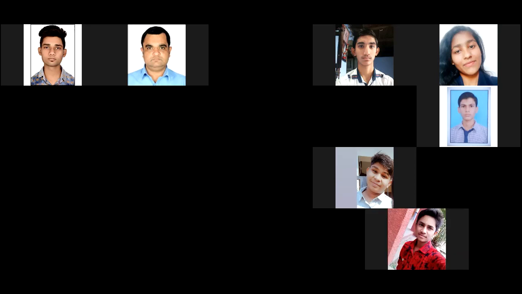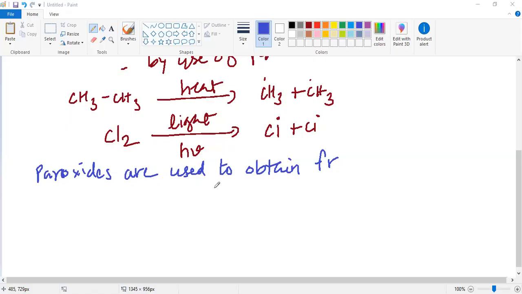Great. So peroxides are used to obtain the free radicals, my dear students.